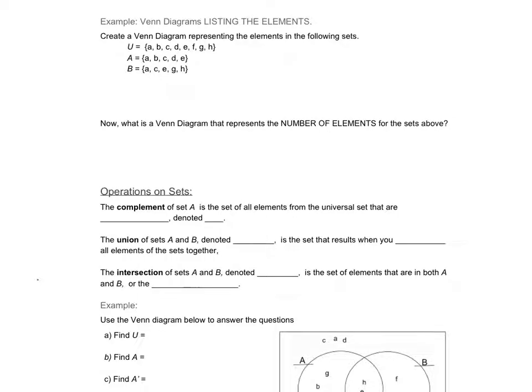We can create Venn diagrams by listing the elements, and we can also create Venn diagrams representing the number of elements that are in each region of a Venn diagram. So we're going to use an example to show how we can use a Venn diagram both ways here. I'm going to begin always by drawing the big rectangle that's going to represent my universe.